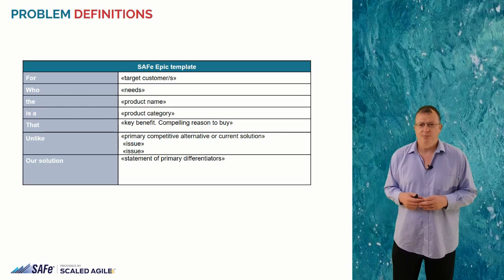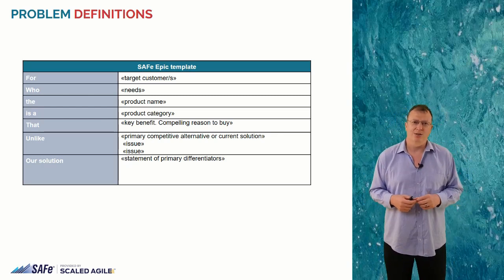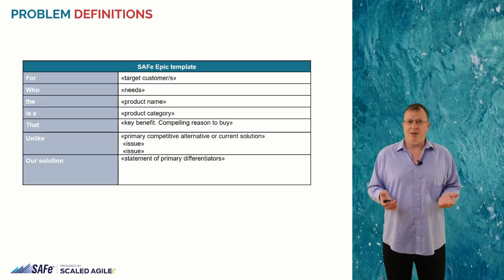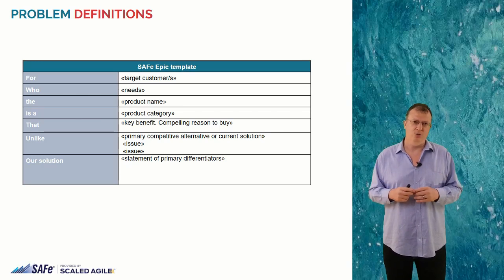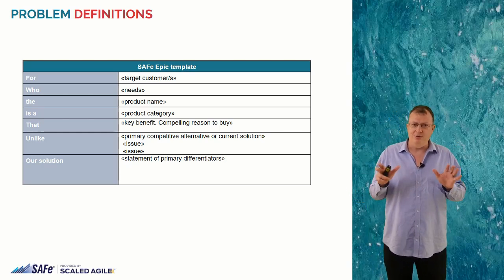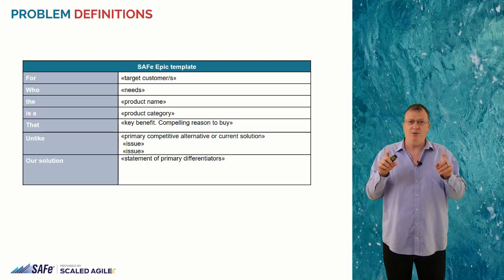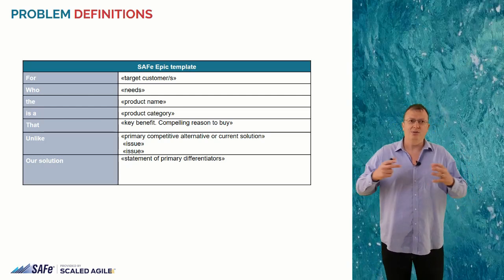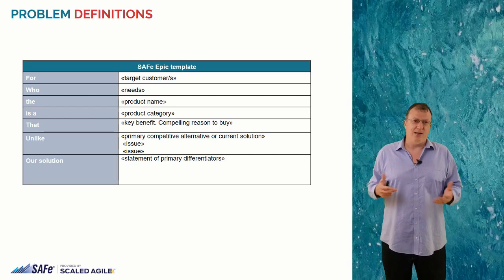Another way to look at problem statements is from Dean Leffingwell's Scaled Agile Framework, and it's called the Scaled Agile Framework Epic template. So it's a template for a reasonably sized piece of work that needs to be done, or innovation that needs to be achieved, basically. And the template that they use is for these target customers who have a certain need. The product name, which is just your internal name for whatever thing that you're trying to do here, is, and this is, what category is this thing a part of?